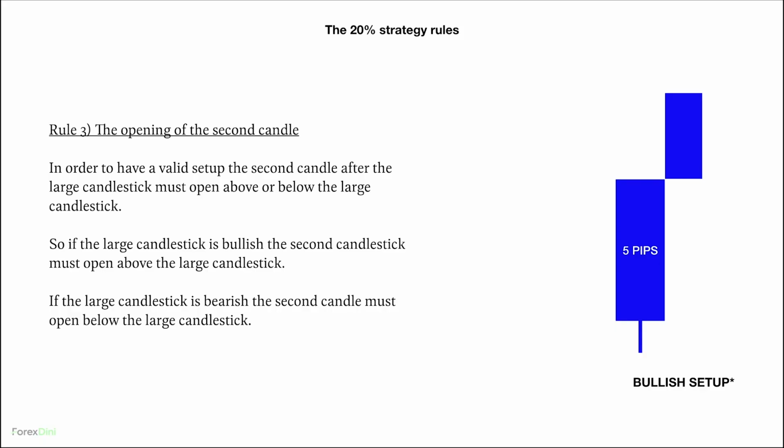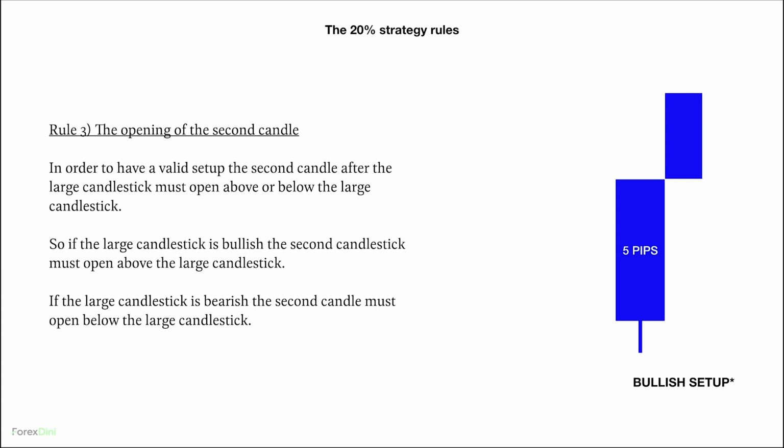Rule number 3, the opening of the second candle. In order to have a valid setup, the second candle after the large candlestick must open above or below the large candlestick. So if the large candlestick is bullish, the second candlestick must open above the large candlestick. If the large candlestick is bearish, the second candlestick must open below the large candlestick.